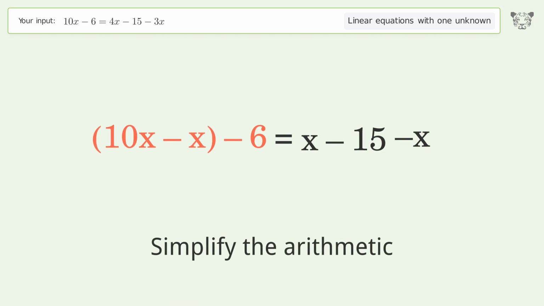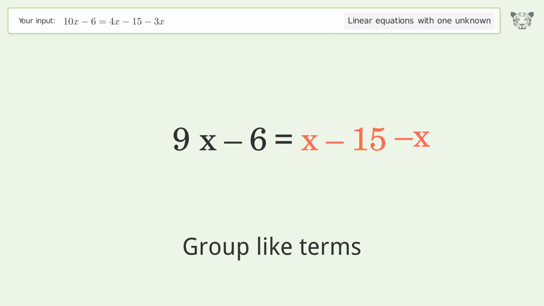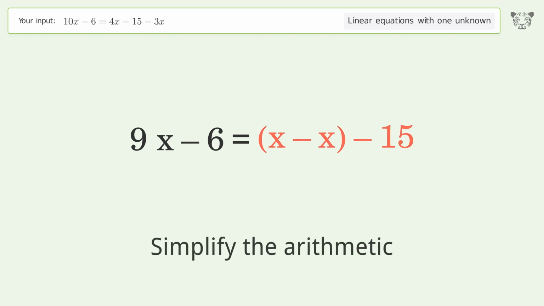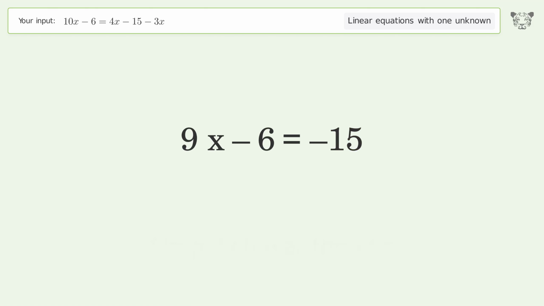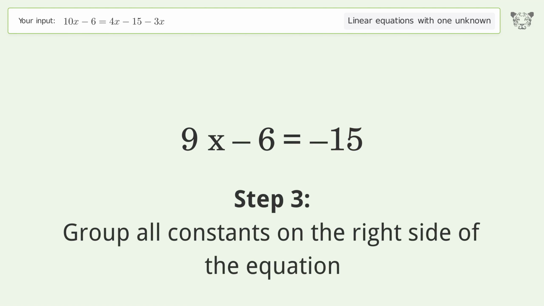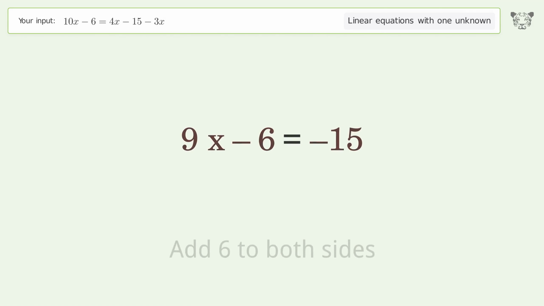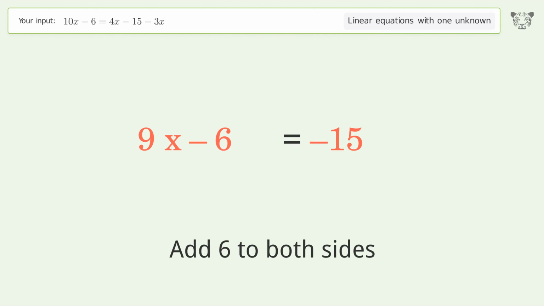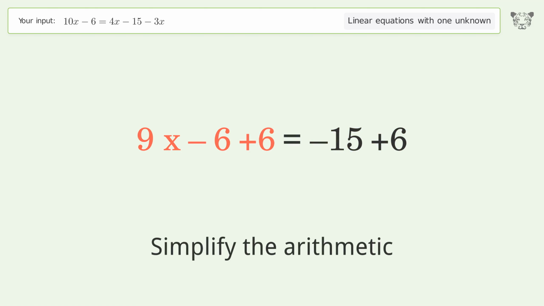Simplify the arithmetic. Group like terms. Simplify the arithmetic. Group all constants on the right side of the equation. Add 6 to both sides. Simplify the arithmetic.